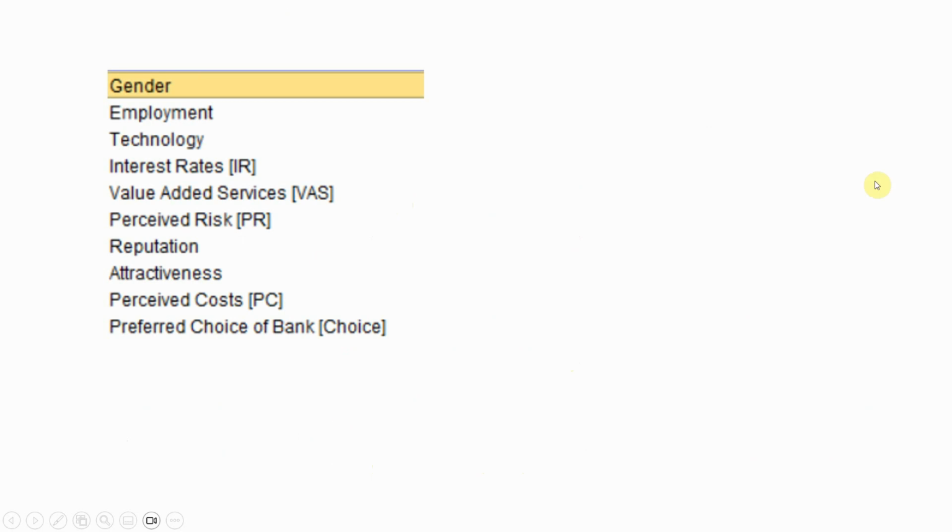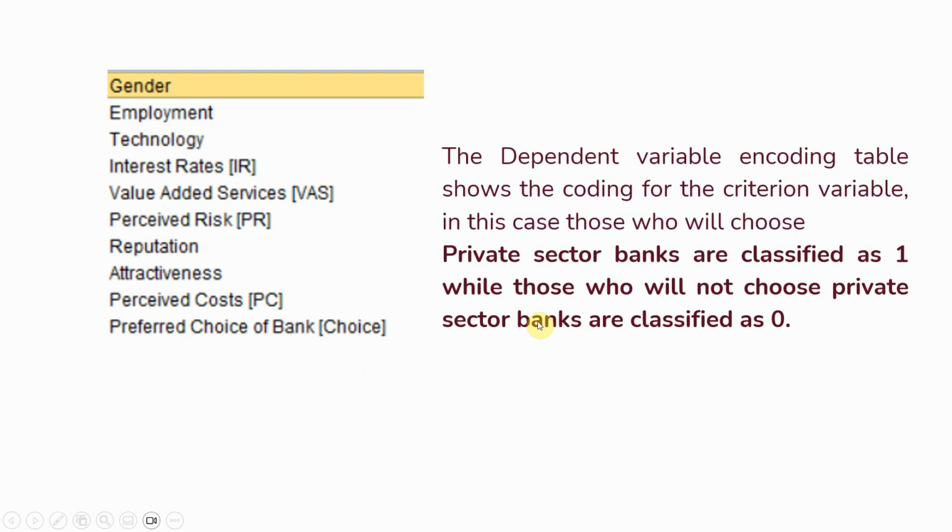Now, here is the example for this particular session where we've got these variables and I want to predict the preferred choice of bank based on these predictors. Whether, based on these predictors, a respondent will choose a public or private bank.